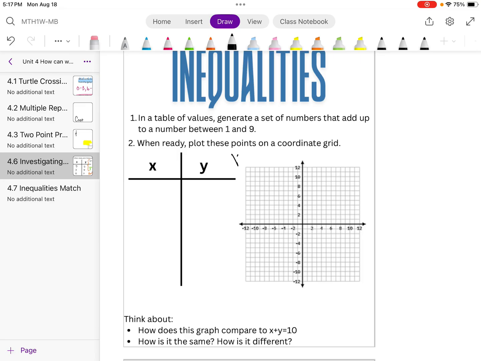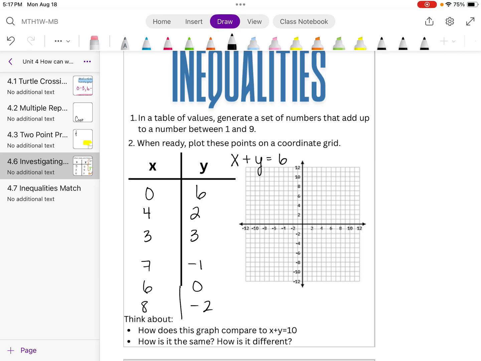I'm going to choose to pick two numbers that add up to 6. So I might say 0 and 6 add up to 6. I might say that 4 and 2 add up to 6. I might say that 3 and 3 add up to 6. I might also say that 7 and -1 add up to 6. Or I could say 6 and 0, maybe 8 and negative 2.